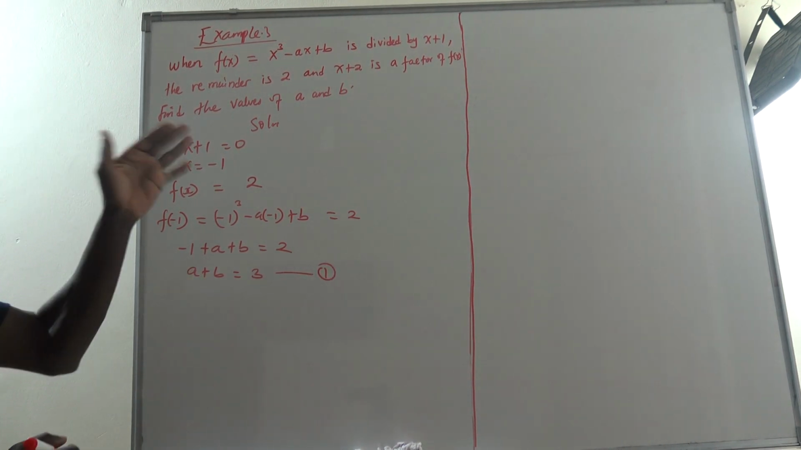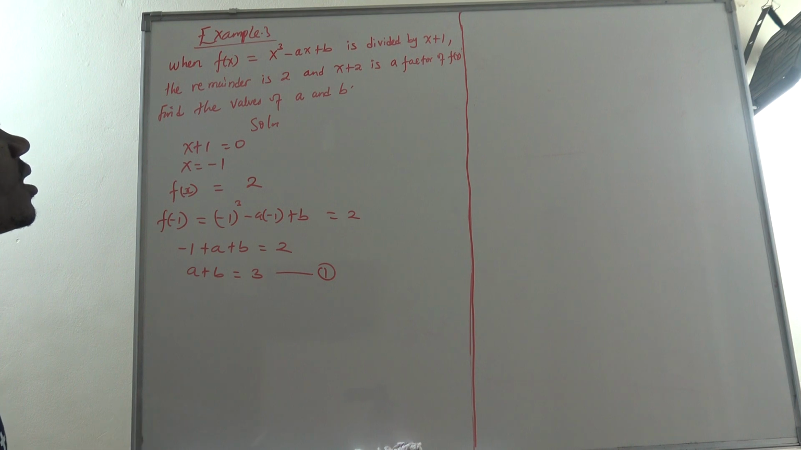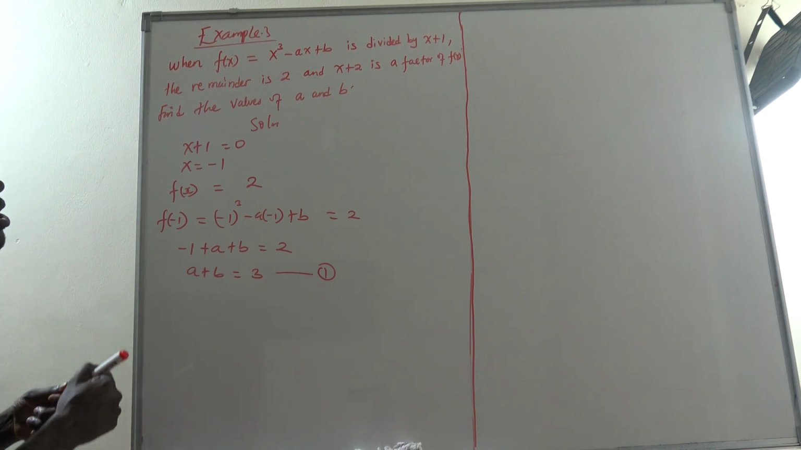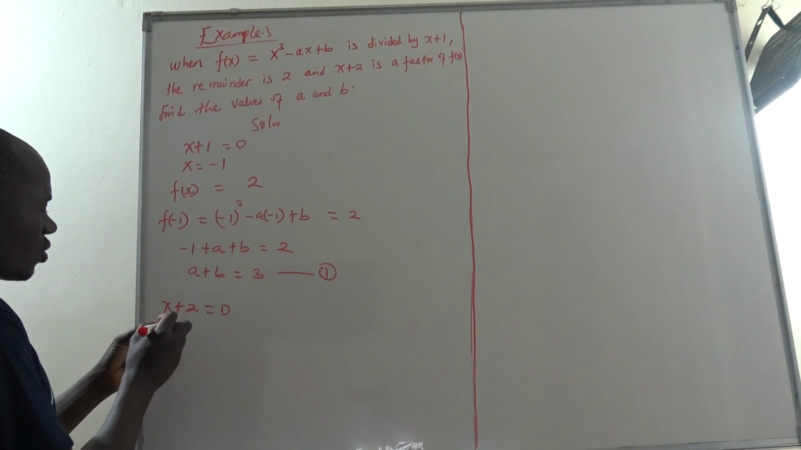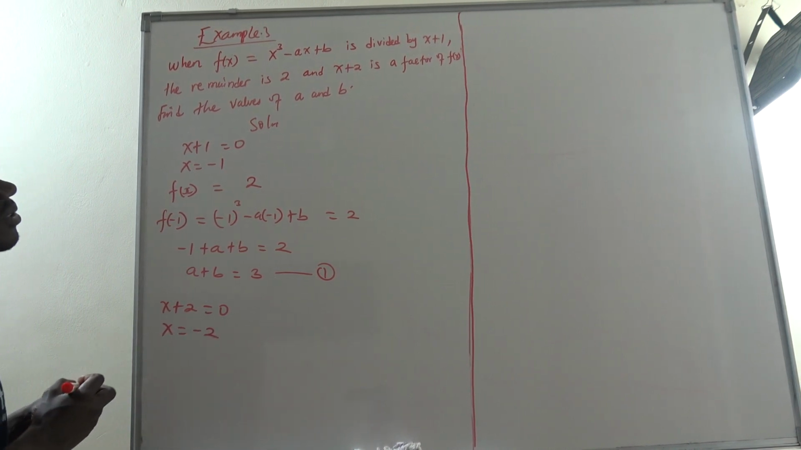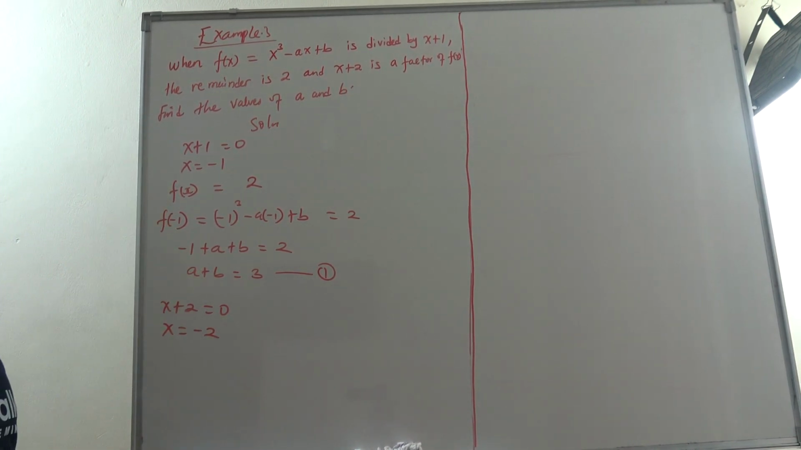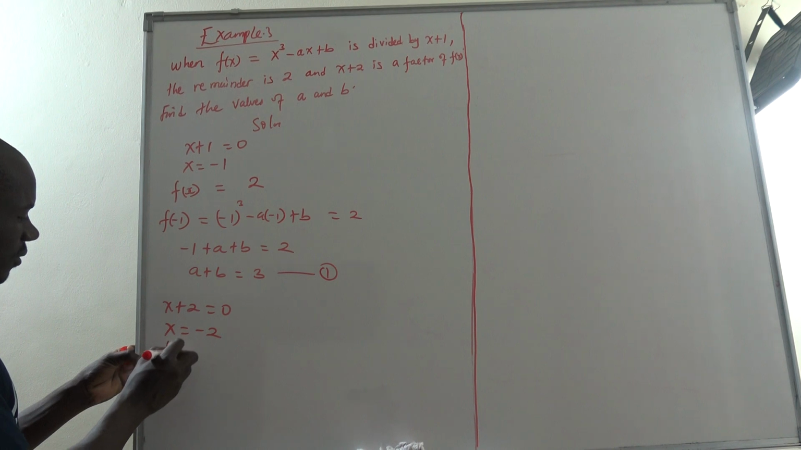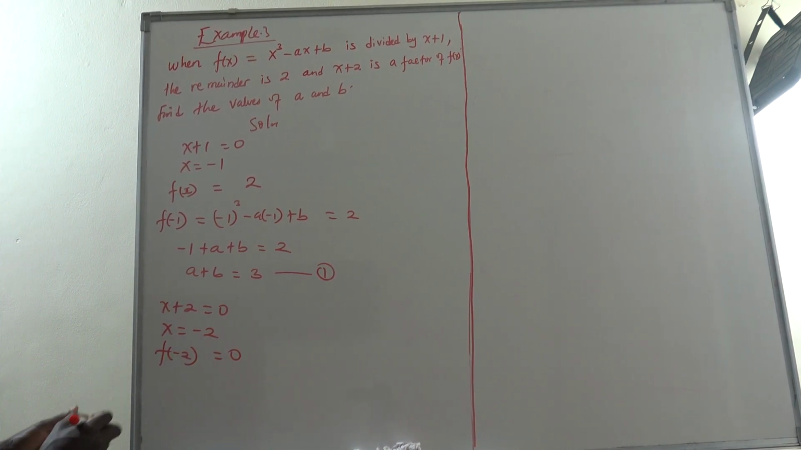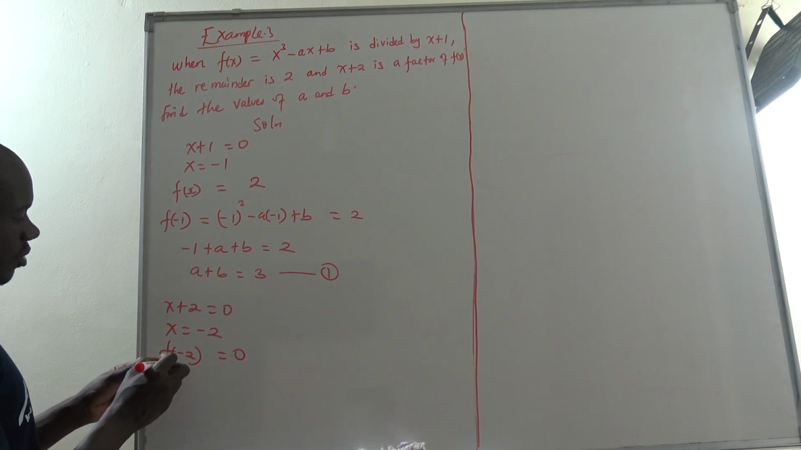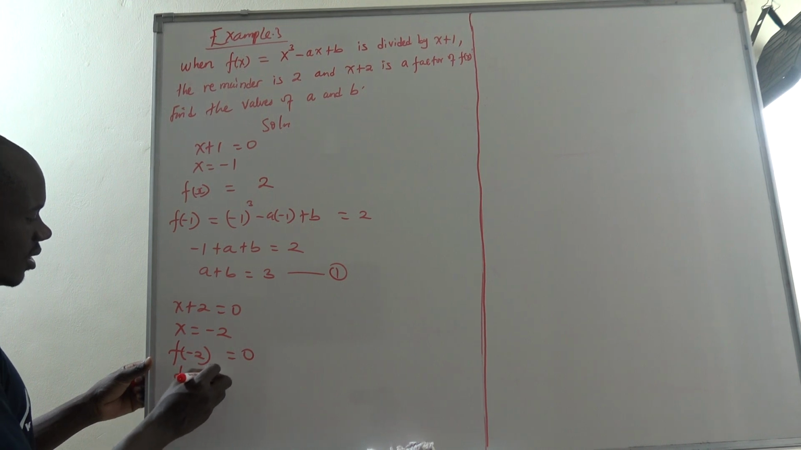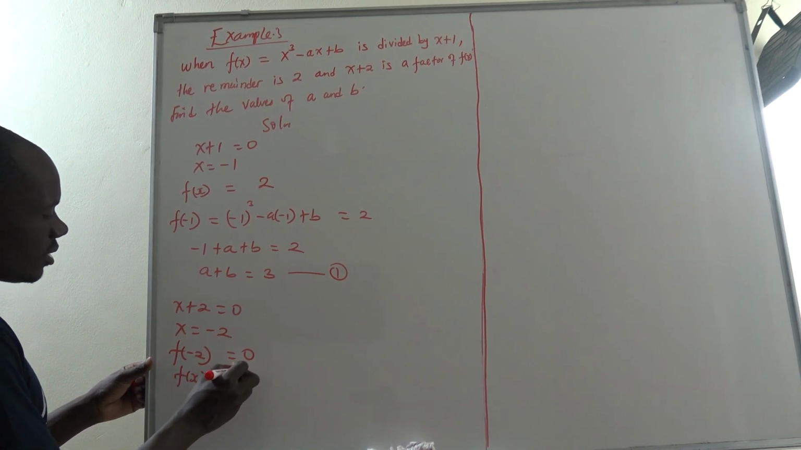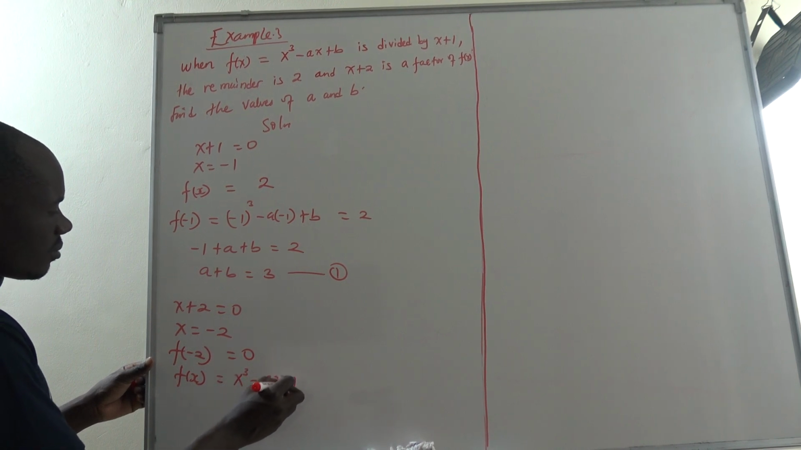And I've said x plus 2 is also a factor of f of x. Since that one is also a factor, that means x plus 2 equals 0. So when you include x equals negative 2, they have said there is no remainder. If they don't include a remainder, it means the remainder is 0. So we are going to look at f of negative 2, we equate it to 0. Where there is x, we substitute, and we know our f of x is given as x cubed minus ax plus b.